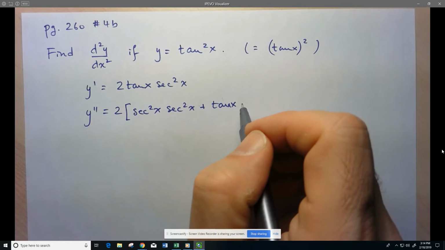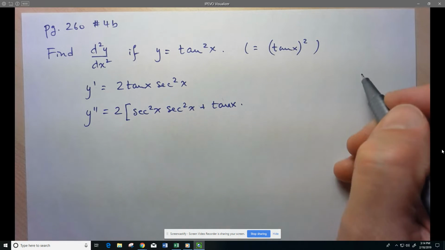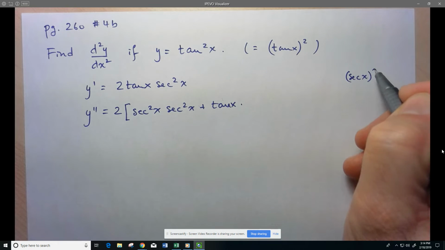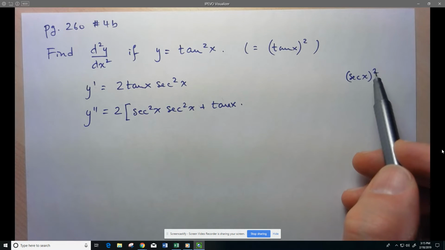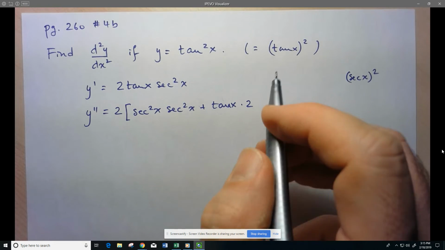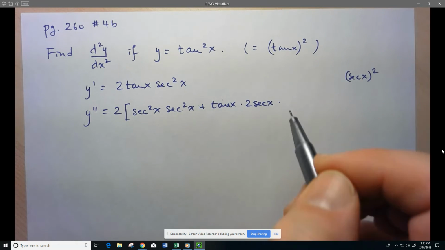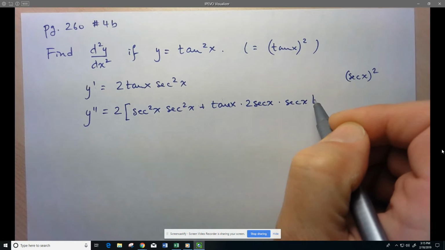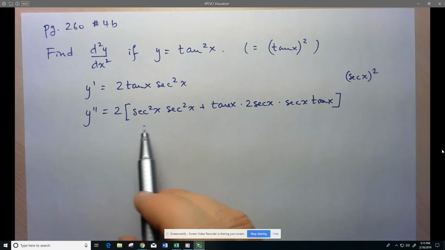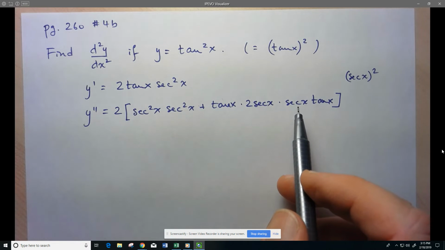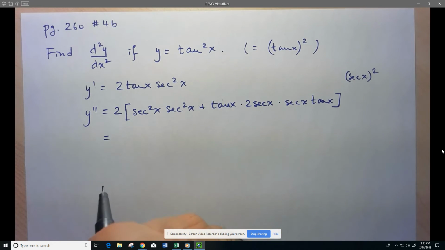Times, well, now I'm going to have to use the chain rule, because secant squared x is really secant x all squared. So this is again u squared, and the derivative of u squared is 2u, so times 2 secant x, and then times the derivative of secant x, which is just secant x tan x. Now we could leave it like this; I would expect you to leave it like this if I said not to simplify. Otherwise, we could continue simplifying because a lot of nice things happen here.